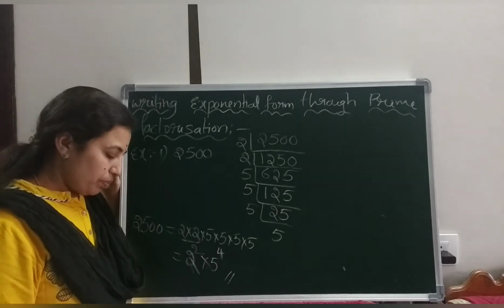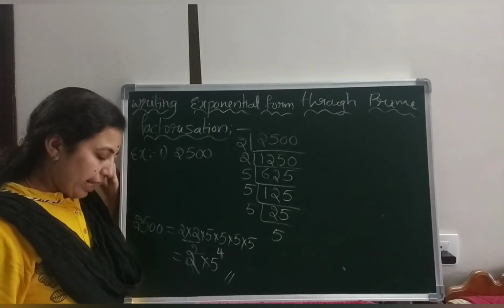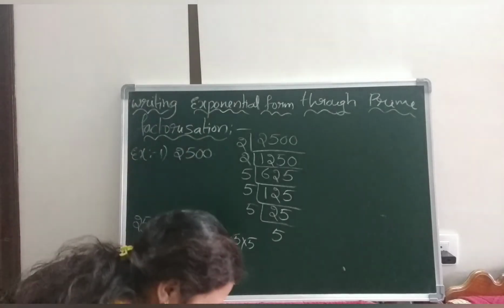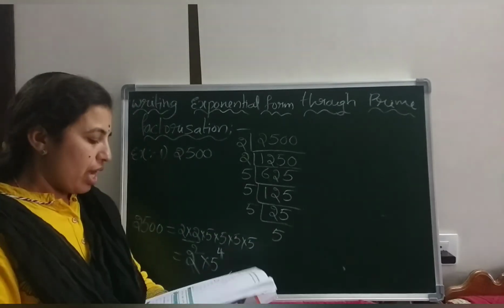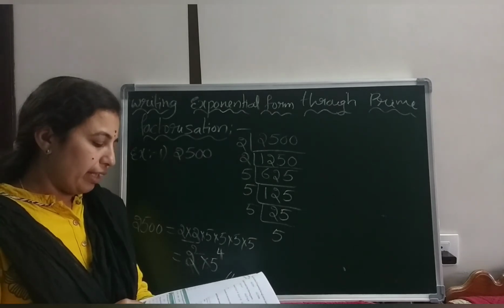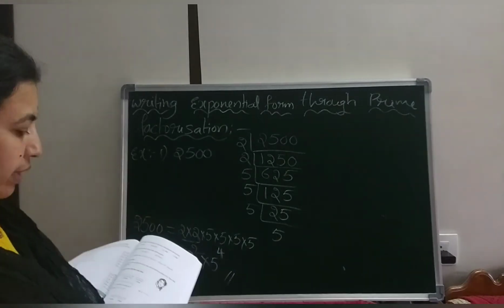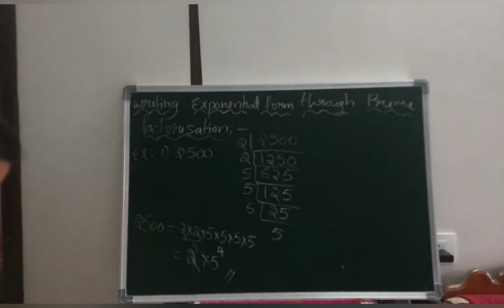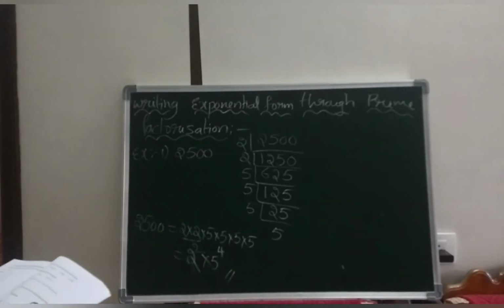So you have to do exercise 1. Exercise 1 is homework for you. First bit: write the base and exponent in each case. Also write the term in the expanded form. Let me explain this first one, and the remaining you have to do. Okay. Exercise 1 first bit.